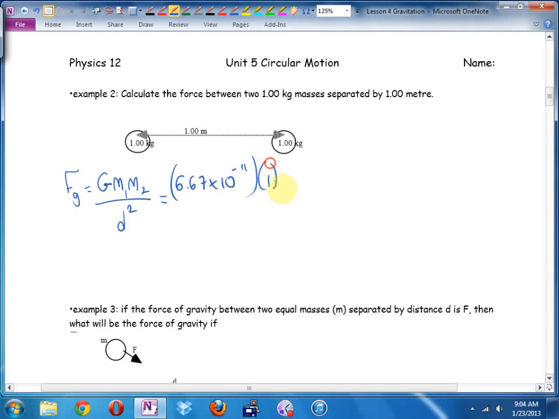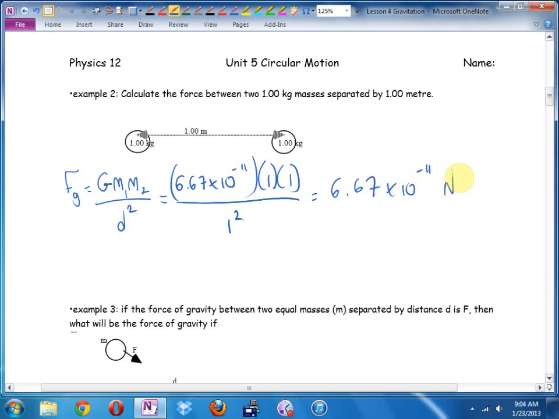Mass 1 is 1. Mass 2 is 1, divided by 1 squared. Don't you dare reach for your calculator to crunch the numbers here, because this is your 1 times table times your 1 times table divided by your 1 times table. You get 6.67 times 10 to the negative 11 newtons. Is that a very big force? No. You wouldn't feel it. In fact, we would need very, very good instruments to even detect that.